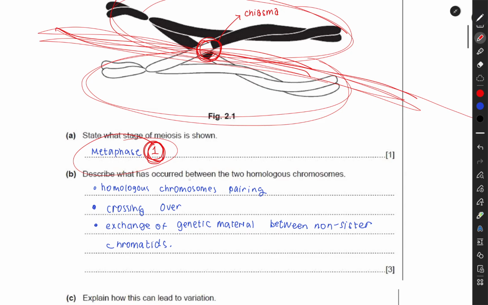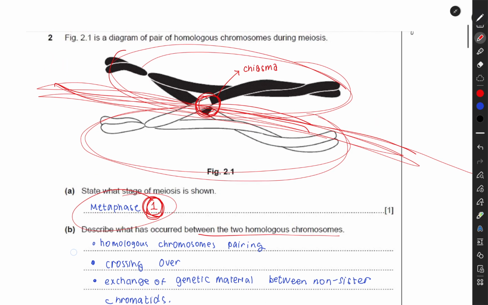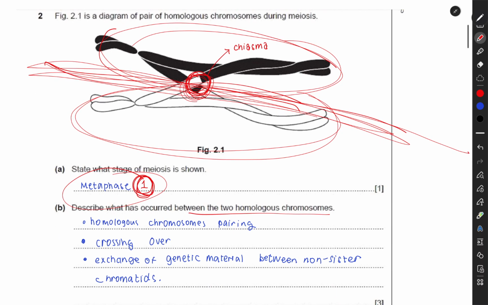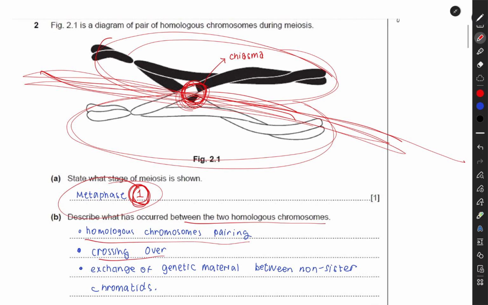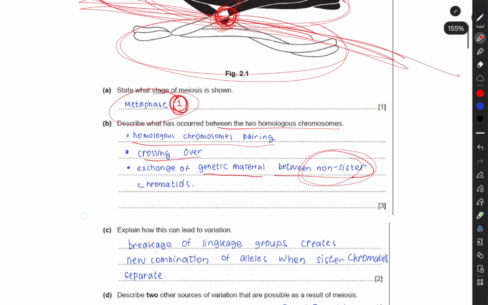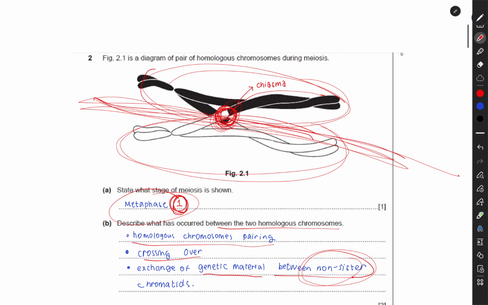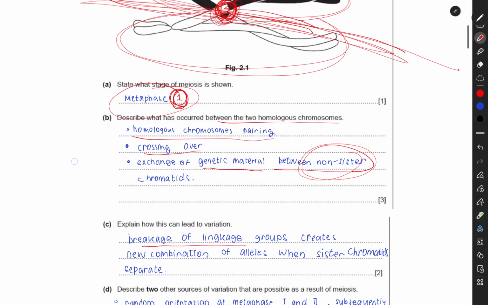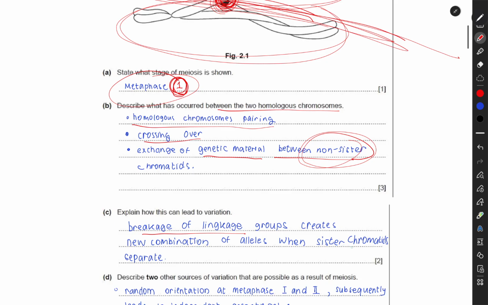And describe what has occurred between the two homologous chromosomes. As we can see, there is a chiasma where crossover occurs, and homologous chromosome pairing, crossover, and this crossover is where exchange of genetic material between non-sister chromatids occurs, and this can lead to variations because when this chiasma breaks, it will cause breakage of the linkage group and creates new combinations of alleles when sister chromatids are separated.